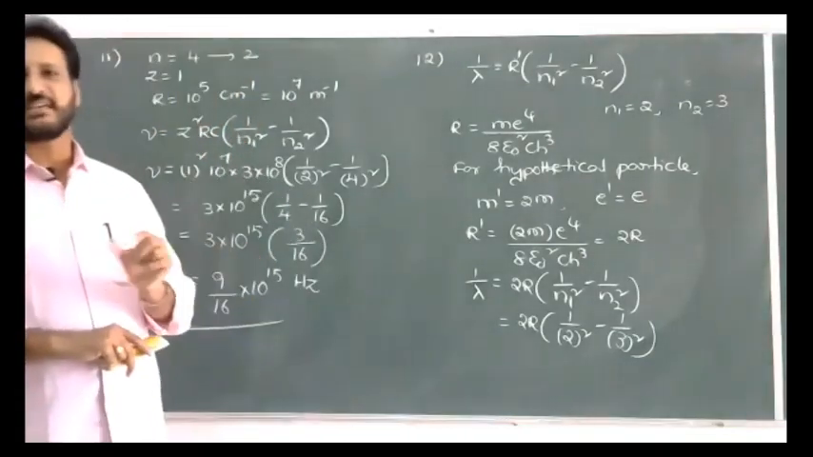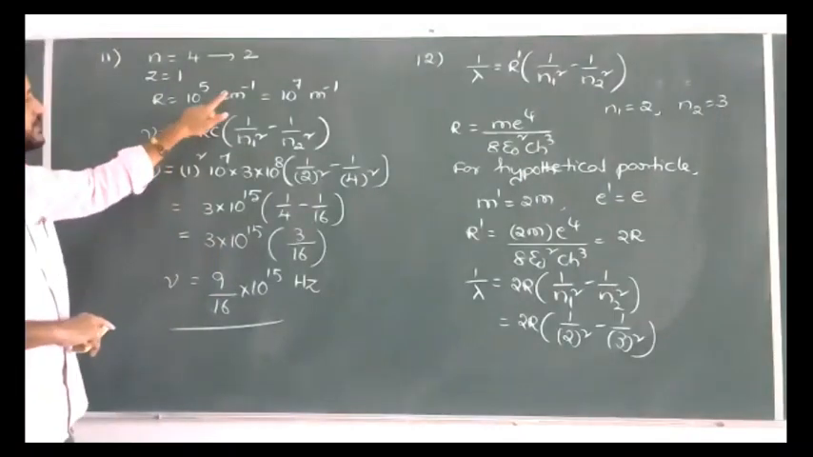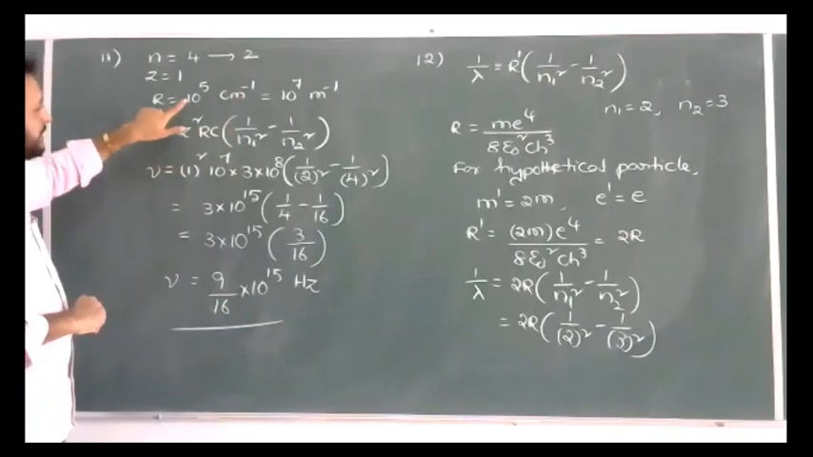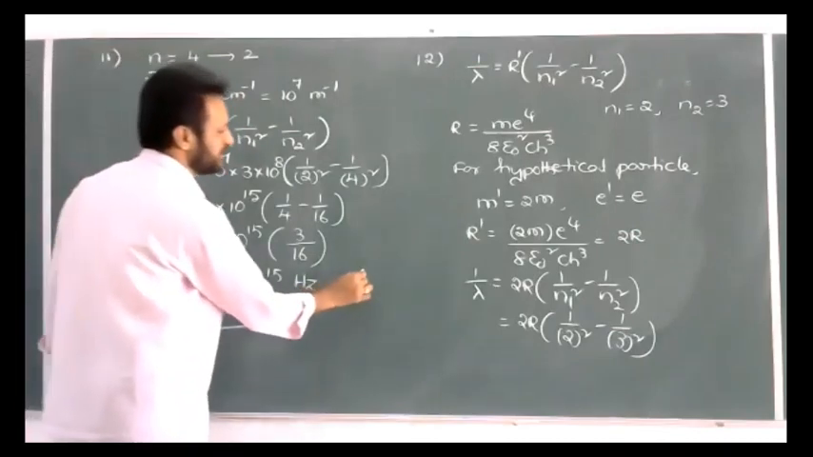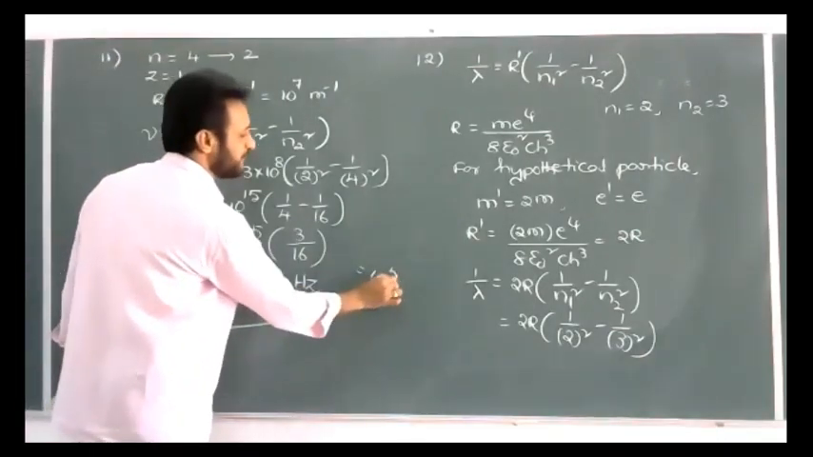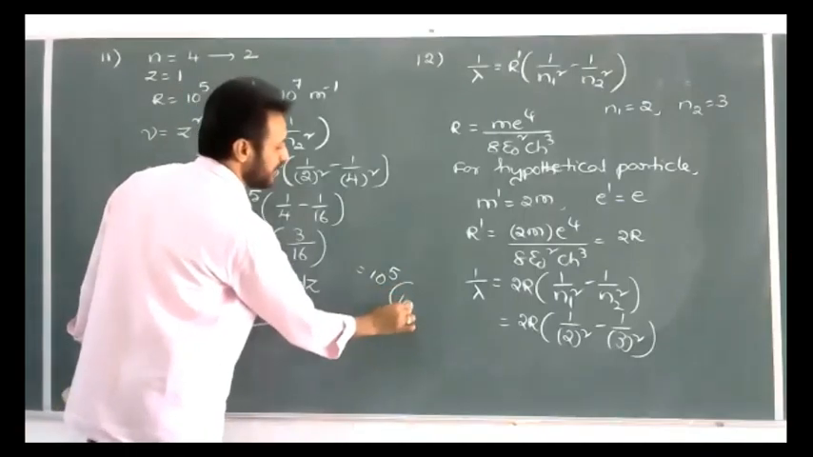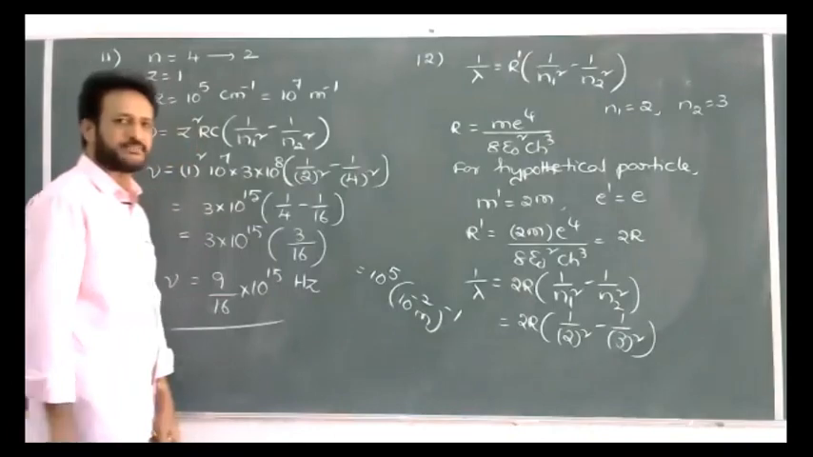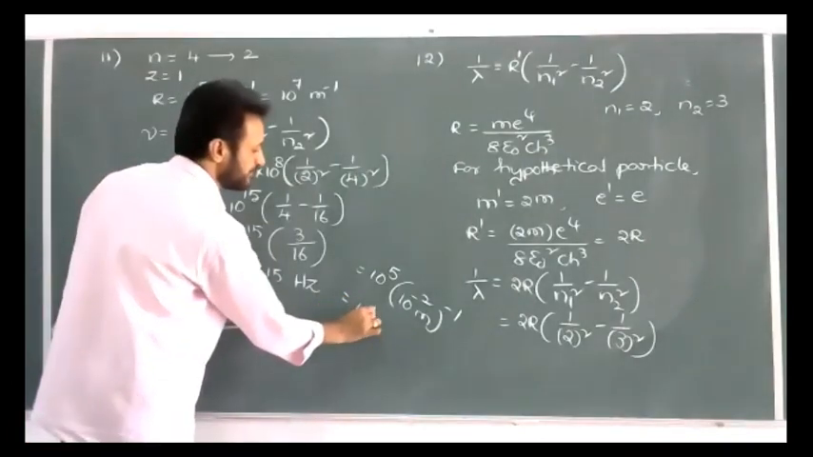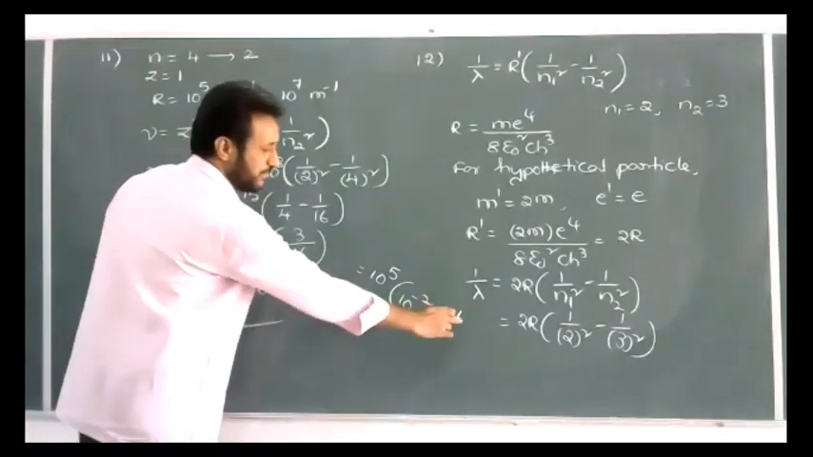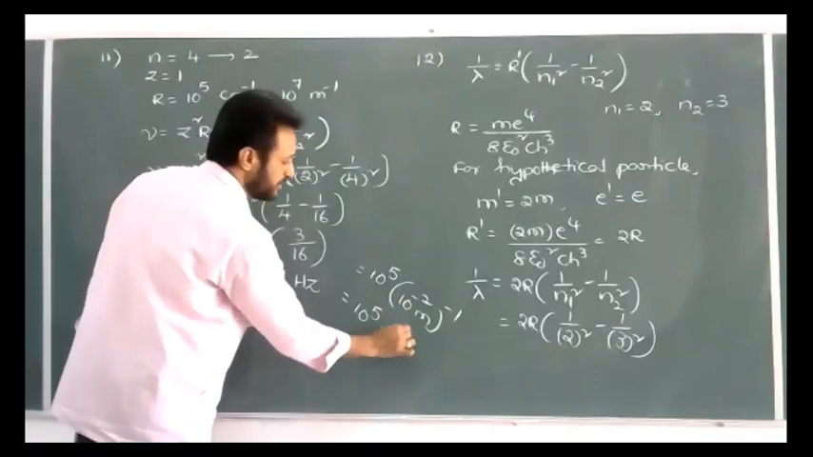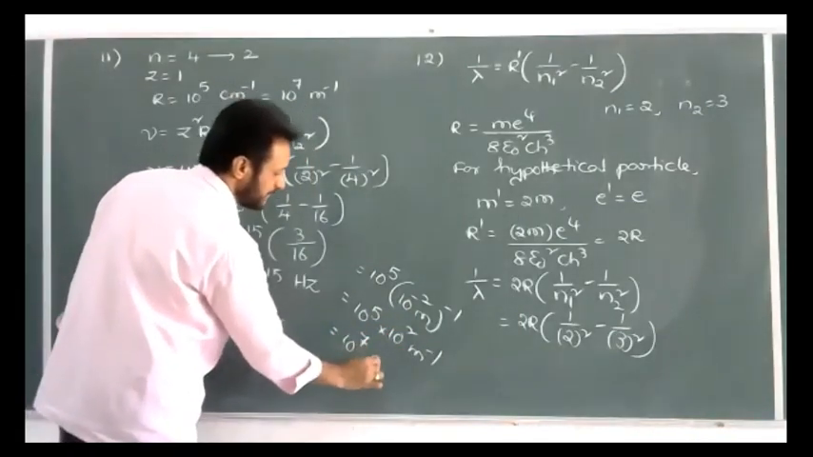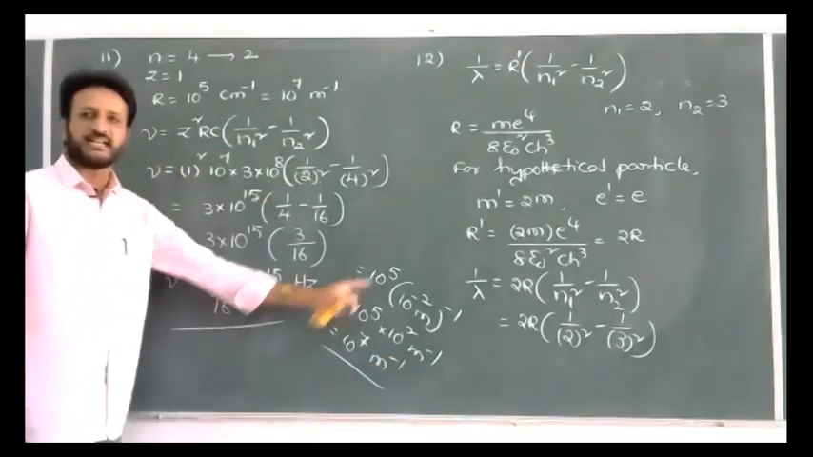So hertz is the SI unit, which means we need to convert centimeter inverse into meter, the SI system. Here 10 to the power of 5 per centimeter, you should write like this: 10 to the power of 5, with 1 centimeter equal to 10 to the power of minus 2 meter, whole power minus 1. That is equal to 10 to the power of 5 times 10 power minus 2 minus 1, which is 10 power plus 2 meter inverse. That is equal to 10 to the power of 7 per meter. We should take it like this.